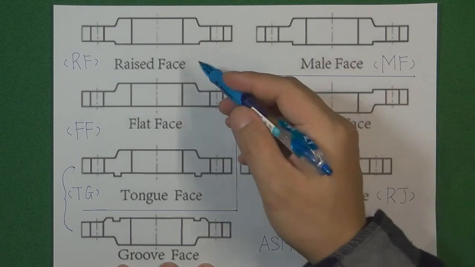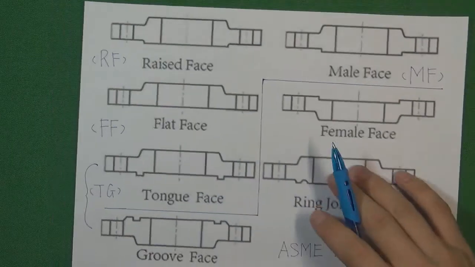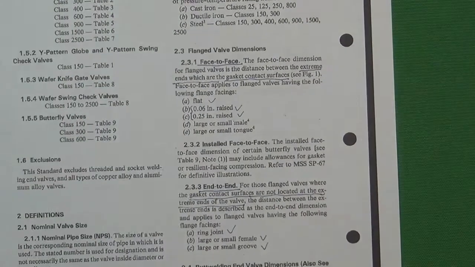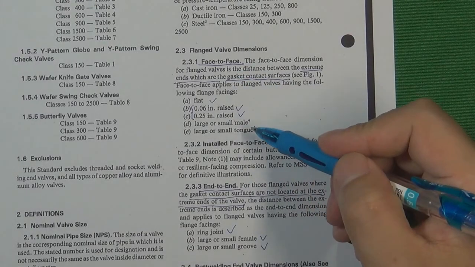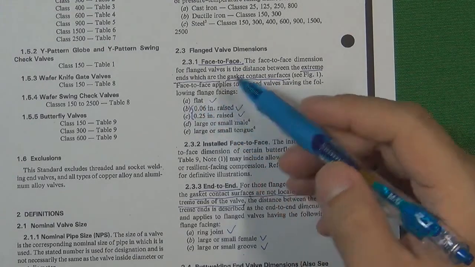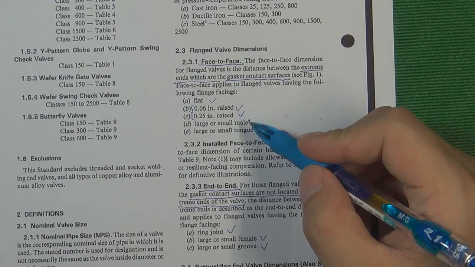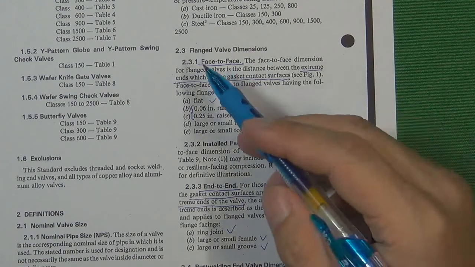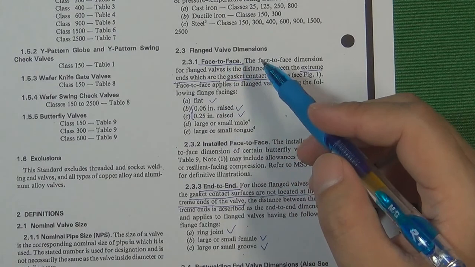So these four kinds of flange belong to the face-to-face valve flange dimension group. According to the standard, we have four kinds of flange face: flat face, raised face, male face, and tongue face. So these four kinds of flange belong to the face-to-face valve dimension.